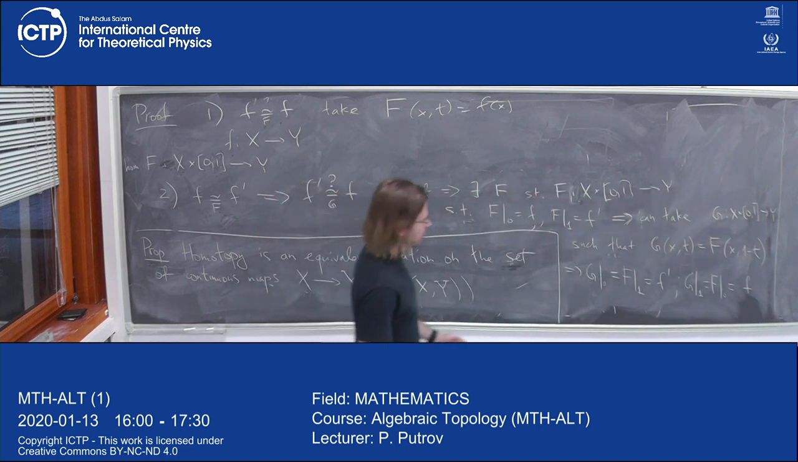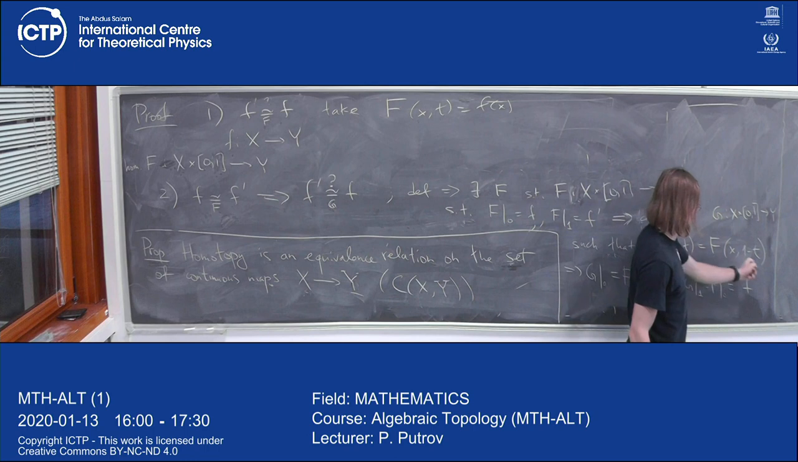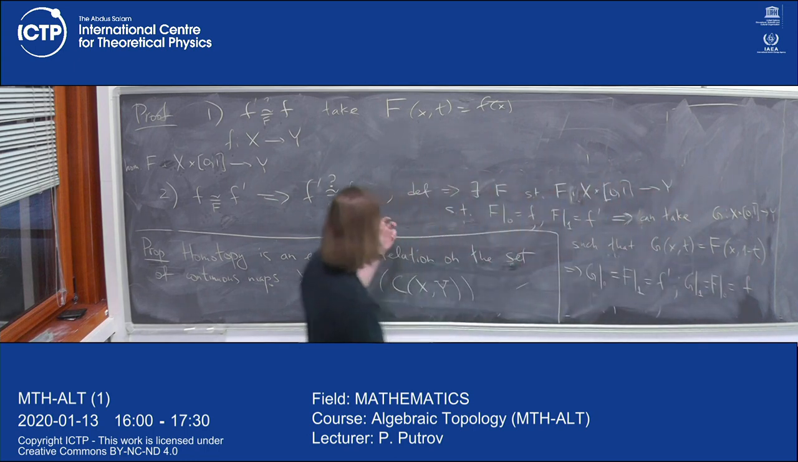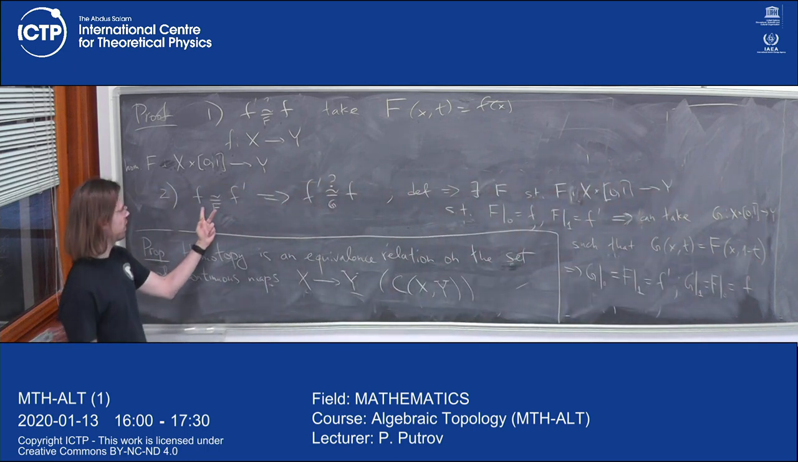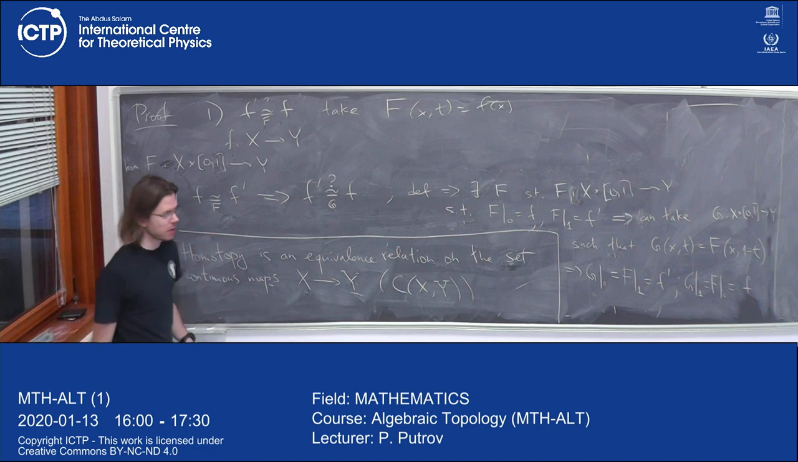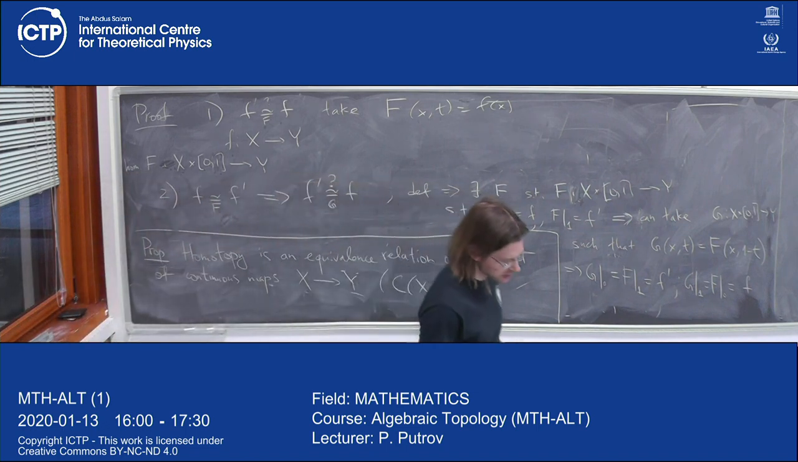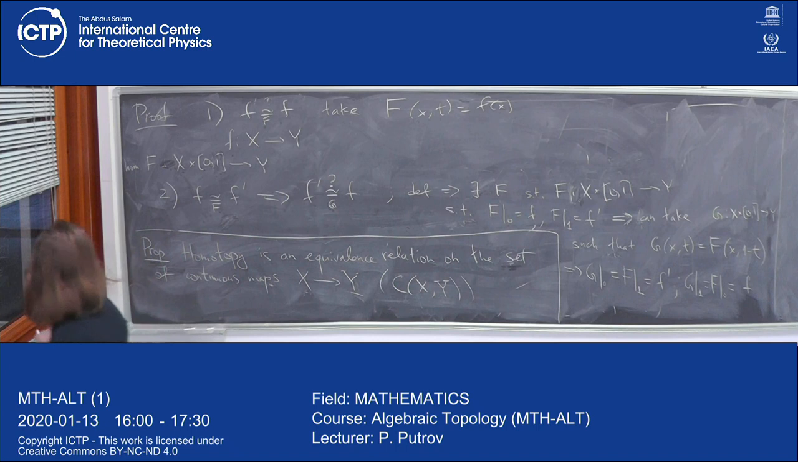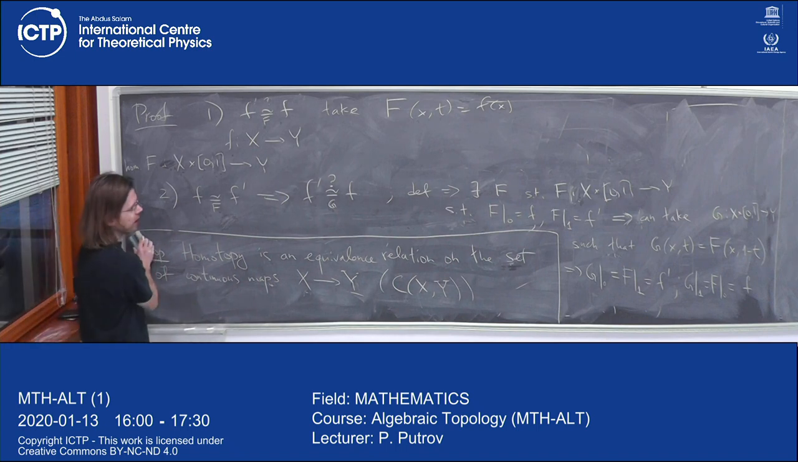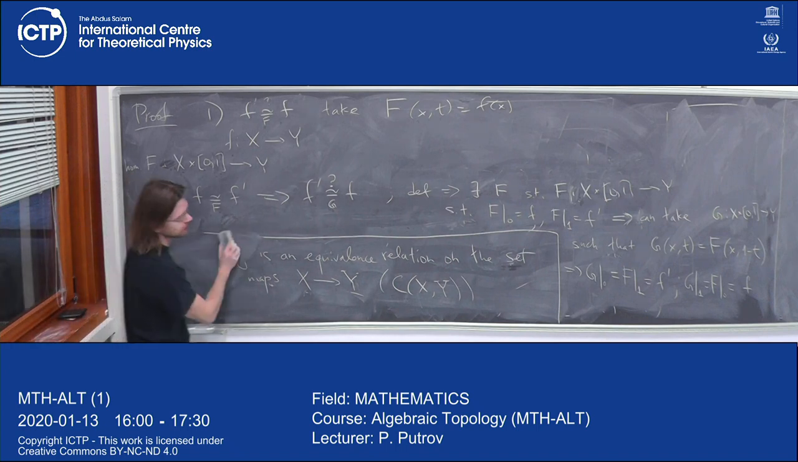So indeed, the change of variable from t to 1 minus t is equivalent to the swap of functions f and f prime in the definition of homotopy. So this proves that this has the symmetry property.